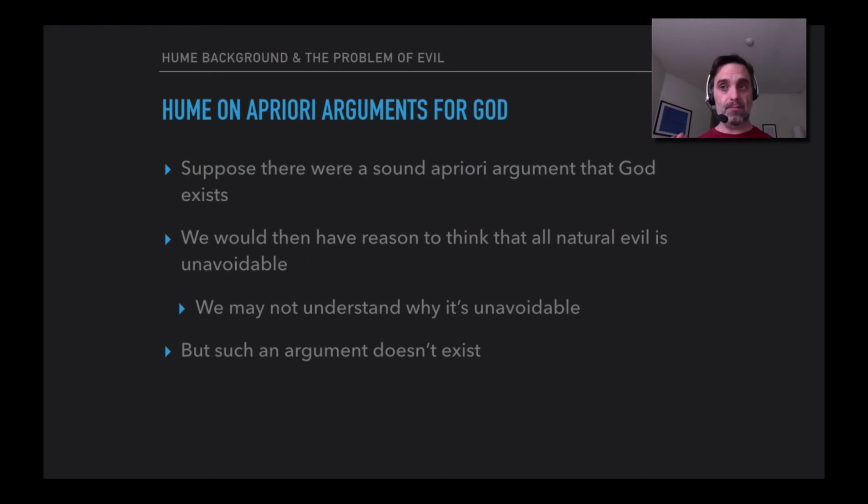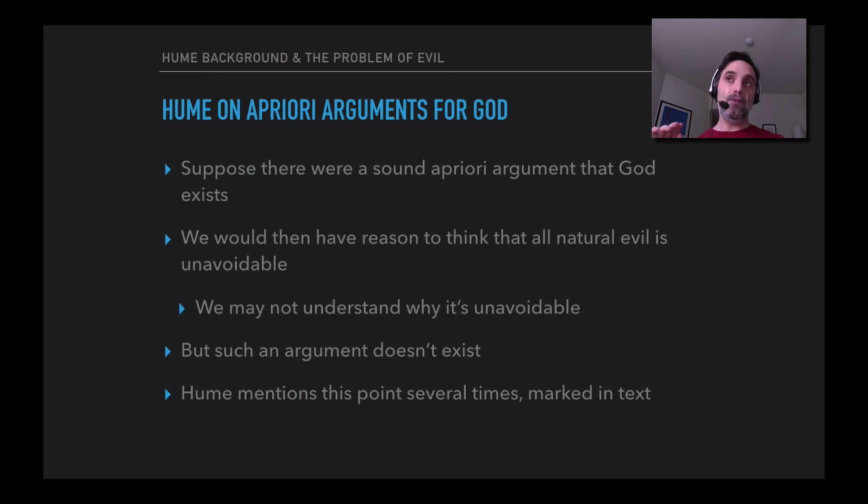But as I've been saying, Hume thinks that such an argument doesn't exist. That is, he doesn't think there's a sound a priori argument that God exists. So he mentions this point several times, and I marked it in the text where he says, oh, look, maybe if there were a sound a priori argument that God exists, then my own arguments would be in trouble, but there isn't one. He's saying, imagine that from the mere idea of God, we could figure out that God exists, then my reasoning wouldn't work, but there is no such argument, and so my reasoning does work. My reasoning is okay.